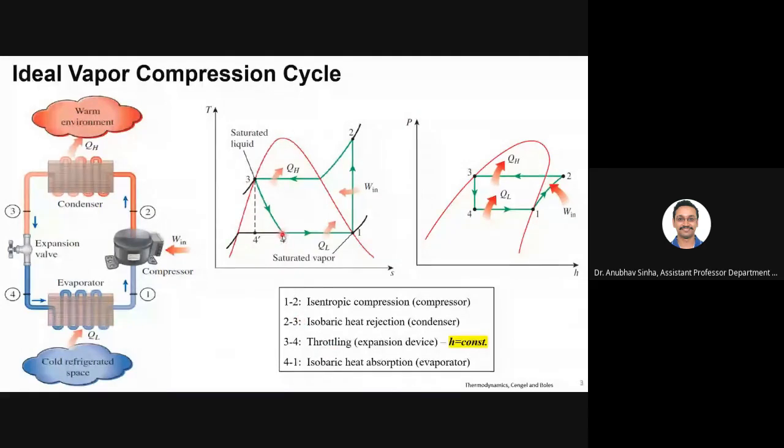Now the last process is from 4 to 1, which is actually the process we are interested in, where we remove heat from the cold refrigerated space, and this is assumed to occur at isobaric conditions. So we maintain the pressure constant, and in fact the temperature also remains constant, as you can see in this plot, and heat is absorbed from this space, and this is called the evaporator. Okay, can anyone tell me why this is called evaporator, or why this is called condenser? Any sense this name is making?